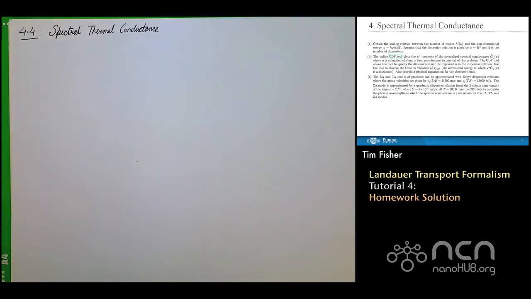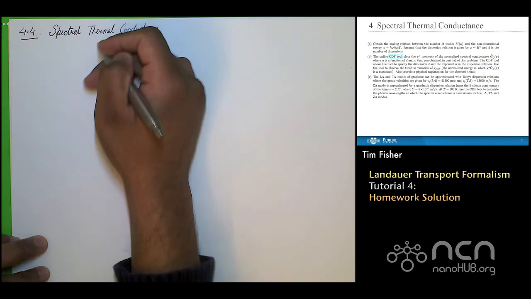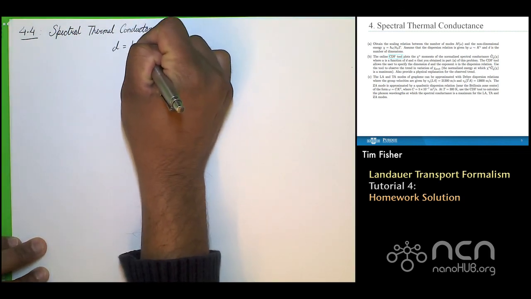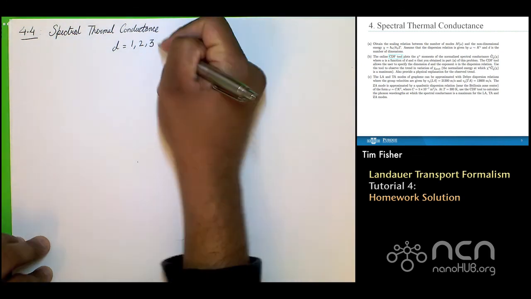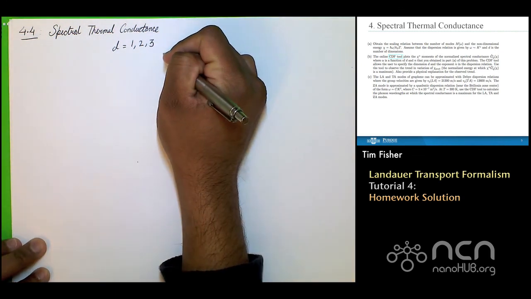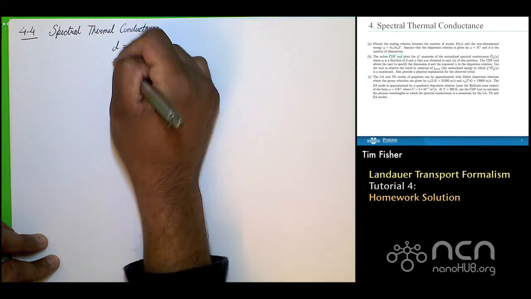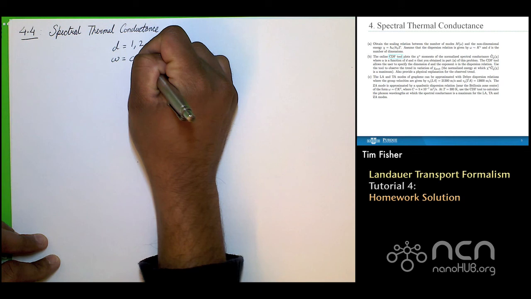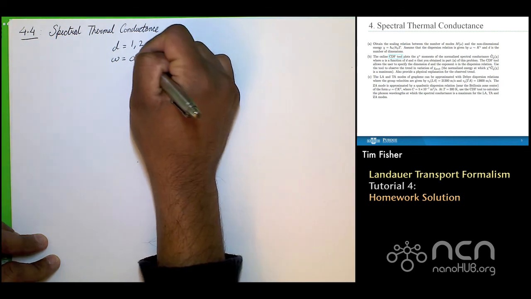Hi. In the fourth problem of the fourth homework, I'm going to discuss the effects of the phonon dispersion and the dimension of the device on the spectral thermal conductance of the system. The dimension of the device, represented by D, can be 1, 2 or 3, corresponding to 1 dimension, 2 dimension and 3 dimensional device, whereas dispersion will be varied by varying the exponent in the dispersion relation.